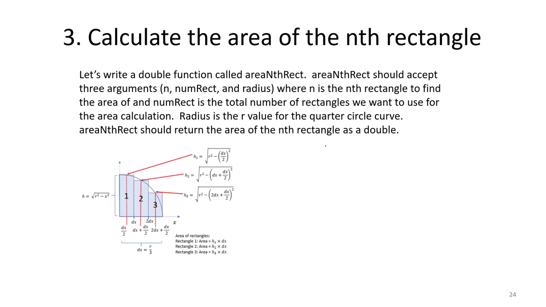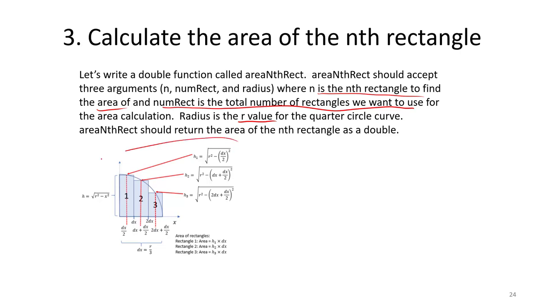Our next function needs to calculate the area of the nth rectangle. So this function should accept three arguments, where n is the nth rectangle that we want to find the area of. Numrect is the total number of rectangles that we want to use. Again, that's given by the user. And radius is that r value from the user that tells us the radius of our quarter circle. And we want to return the value of the area of our nth rectangle as a double.